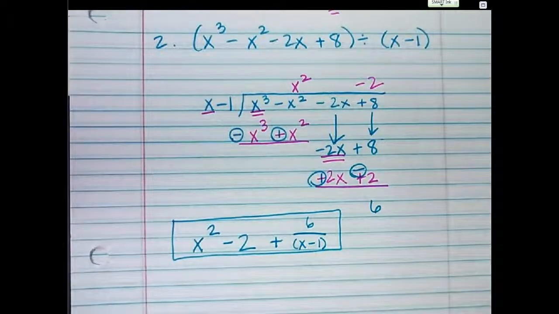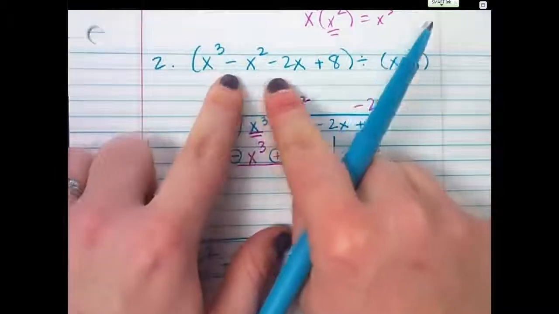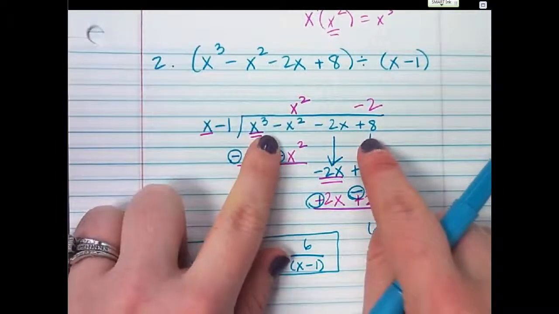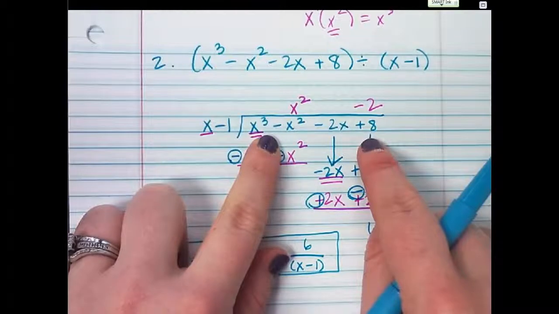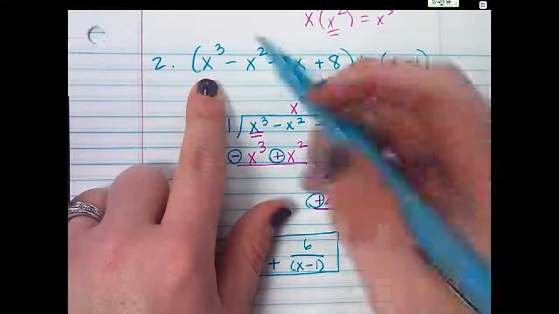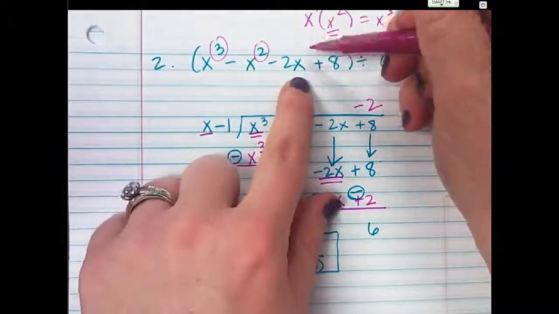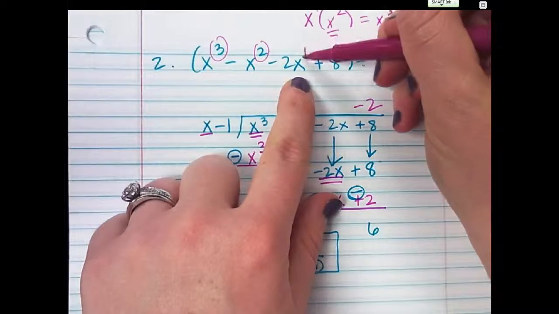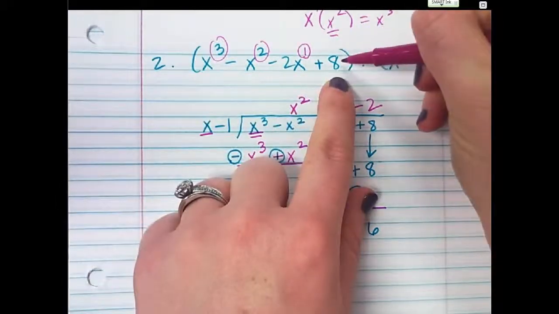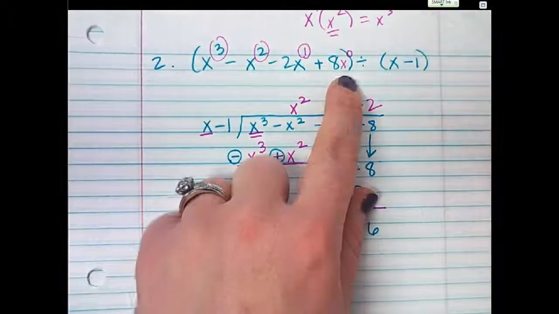Perfect. Okay, so before I do number 3, look at number 2 and look at this piece right here. Do you remember the word for this that goes inside the box? Dividend is what's inside. Okay, so here I have x to the third. I have x squared. This is x to the first. And then what's this one? X to the 0, right, because we don't write that.